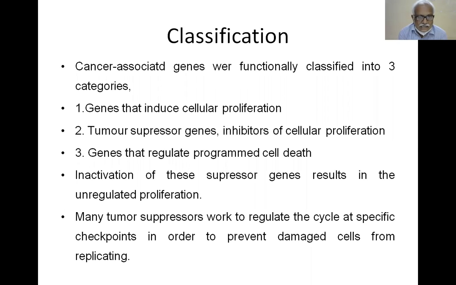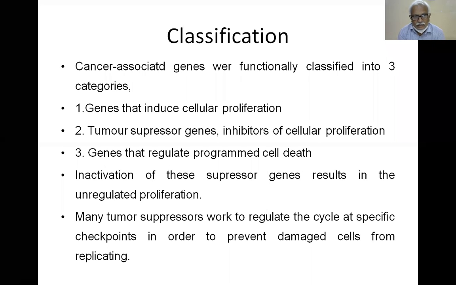Number one is genes that induce cellular proliferation. Number two, tumor suppressor genes that are inhibitors of cellular proliferation. Number three, genes that regulate programmed cell death. Inactivation of these suppressor genes results in unregulated proliferation. Every sentence you have to just lock it up in your brain. Otherwise, it will be very difficult for you to explain things to the patient in future.